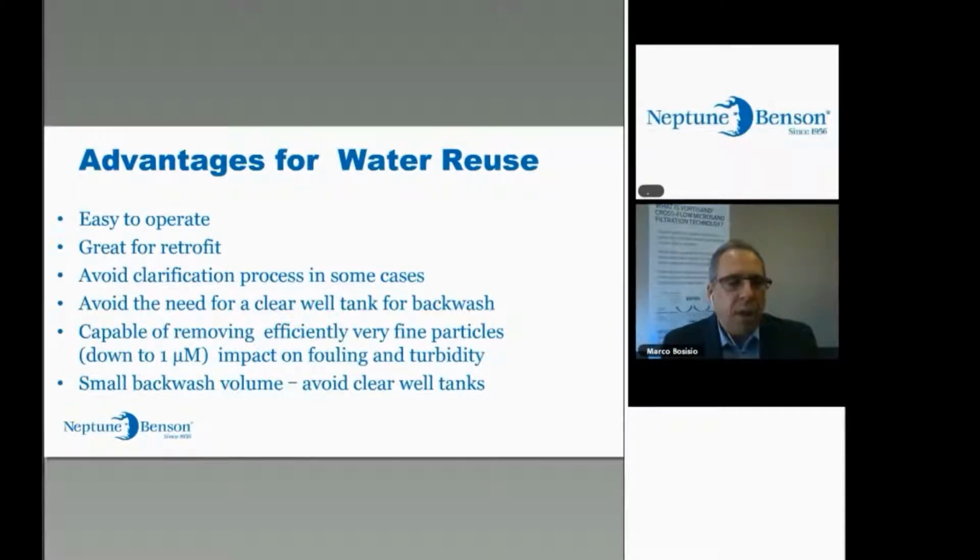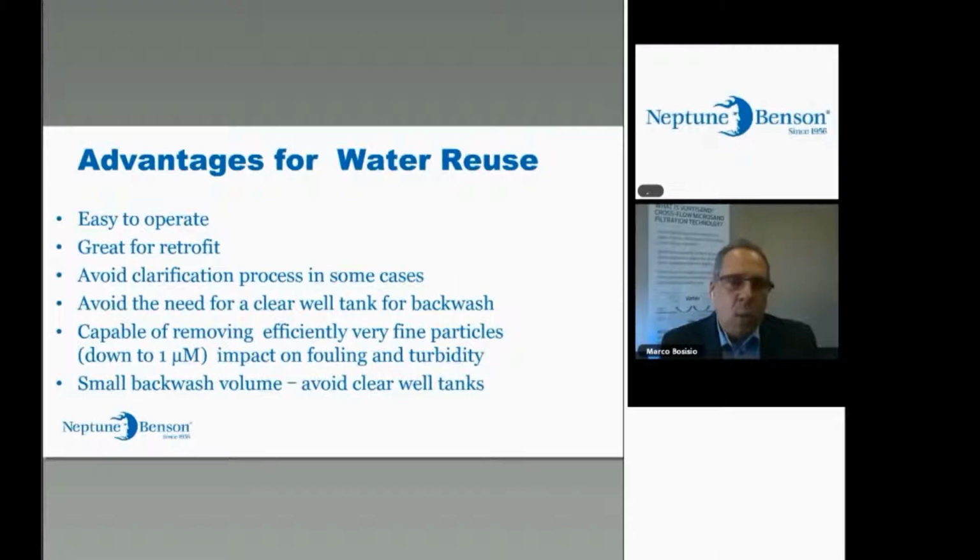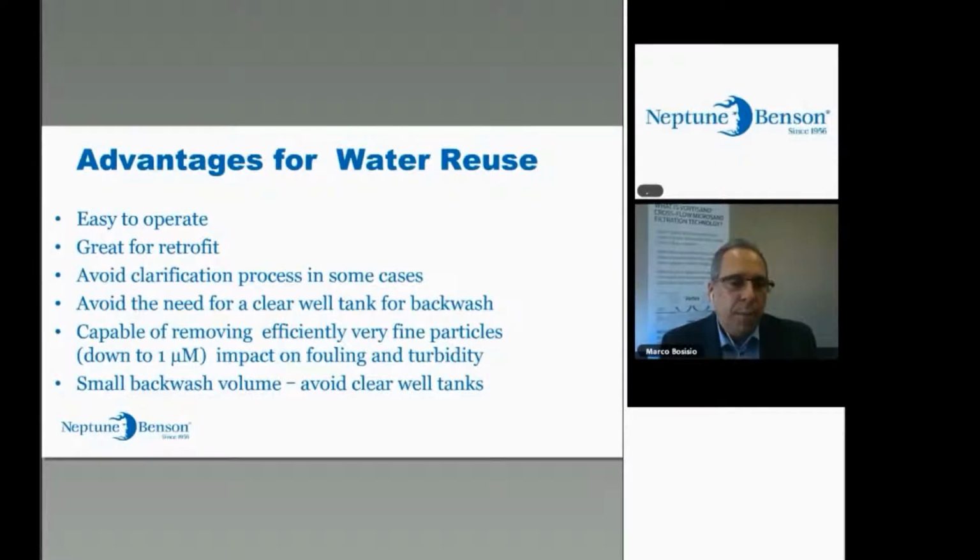Again, like we said, capable of removing efficiently very fine particles and has impact on turbidity. As we know, the turbidity is often driven by these very small particles between 1 to 15, 20 micron. These small particles have a huge impact on turbidity, which is sometimes an objective of the treatment per se. So the small backwash volume also is a key feature.